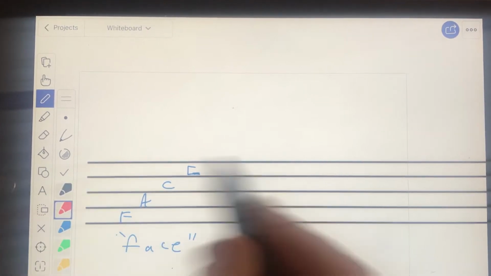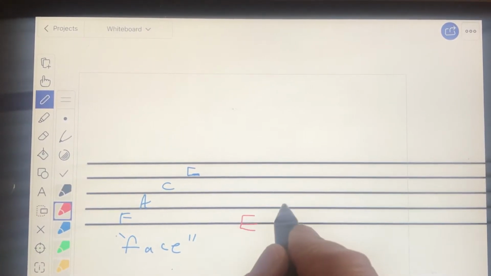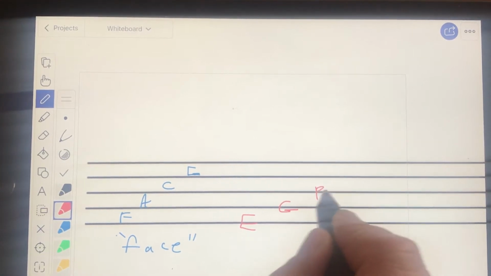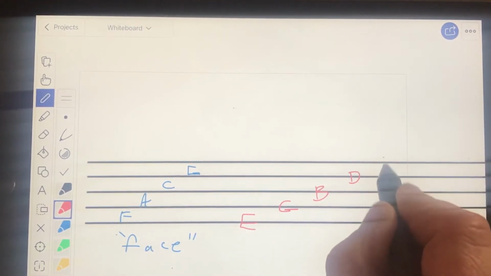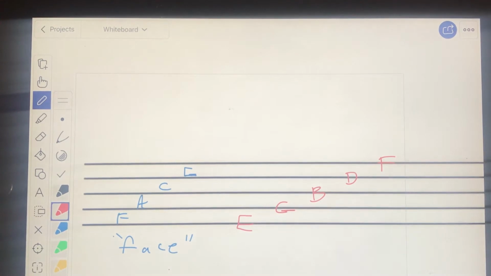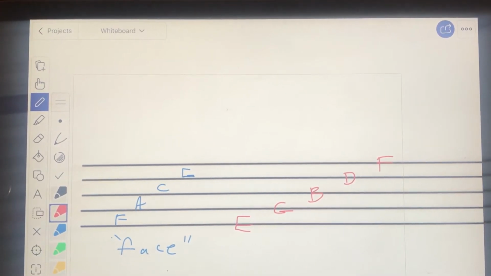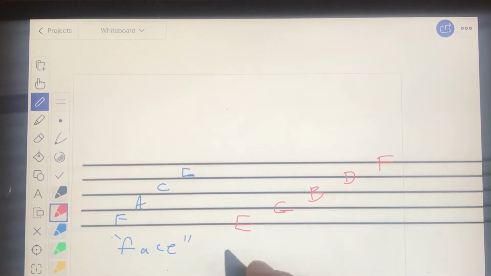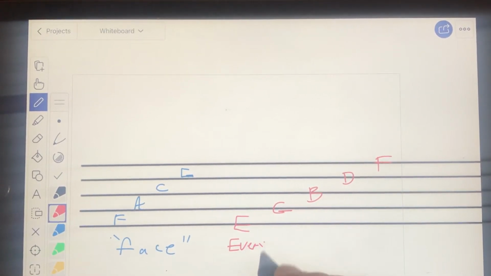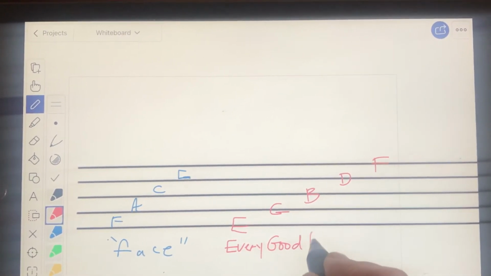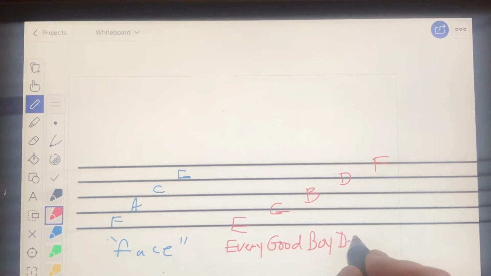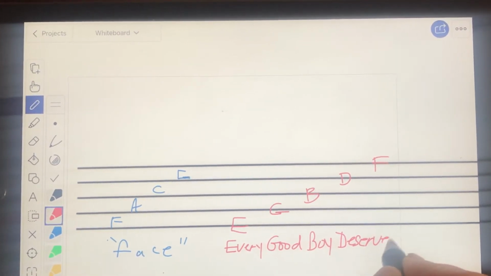The letter names of the lines are E, G, B, D, and F. Sometimes it's helpful to remember a crutch for the names of the lines. You can use these letters as the beginning letters of words in a sentence. One sentence that is a crutch we can use to remember is the sentence, "Every good boy deserves fudge."